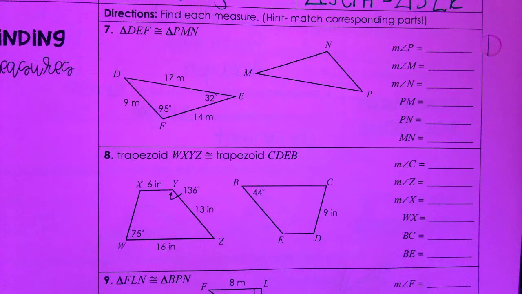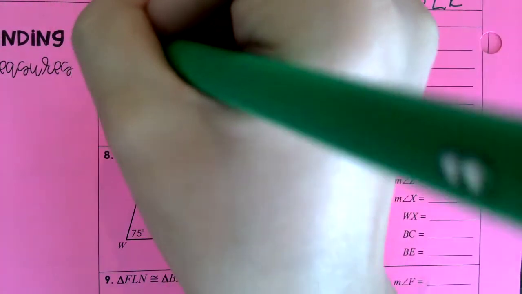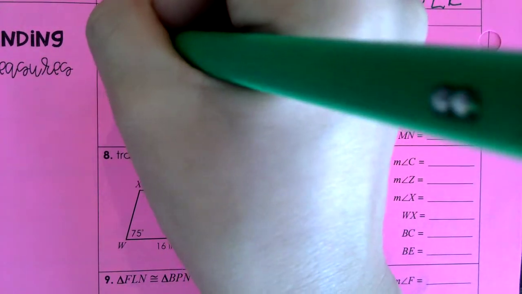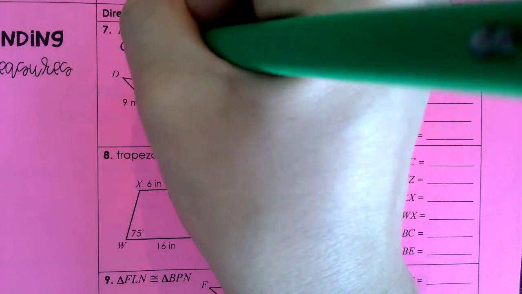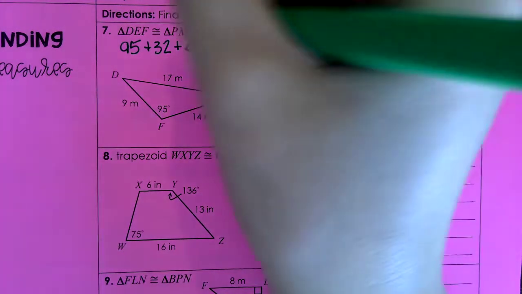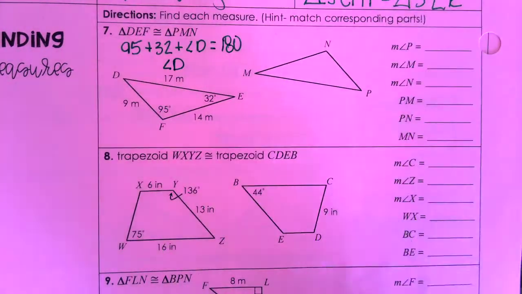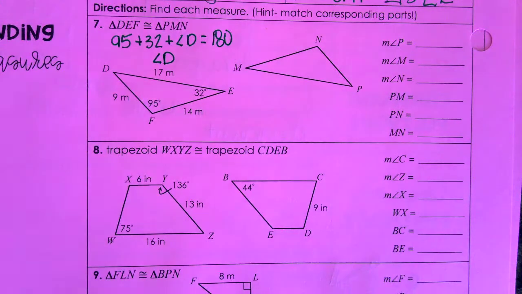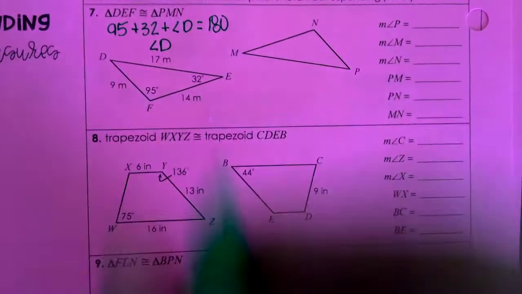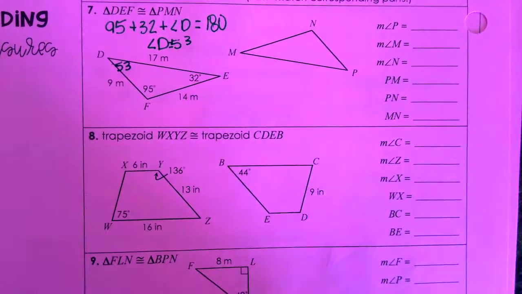Well, the one thing that I have to do before I can do that is I need to figure out what angle D measures. So remember doing that, I'm going to take 95 plus 32 plus angle D, and how many degrees are in a triangle? Well, that'd be 180. So those things together come out to 180 degrees. When I add those together and subtract, I am going to get that angle D is 53 degrees, excuse me. So this angle right here is 53 degrees.